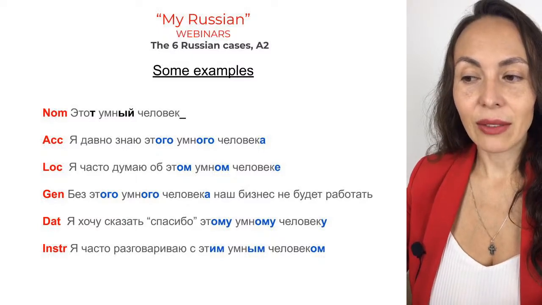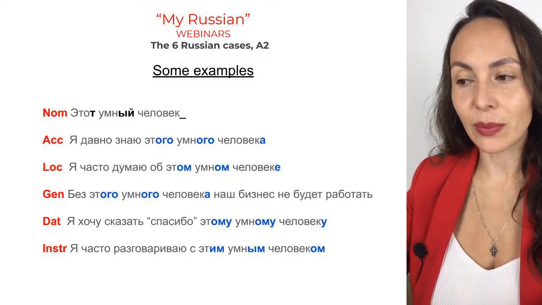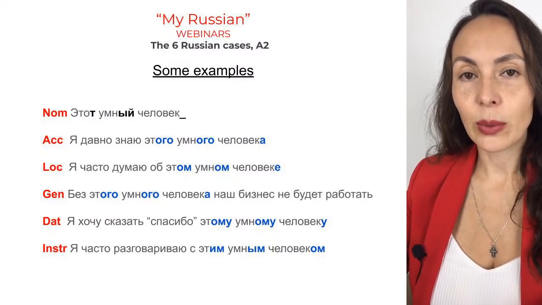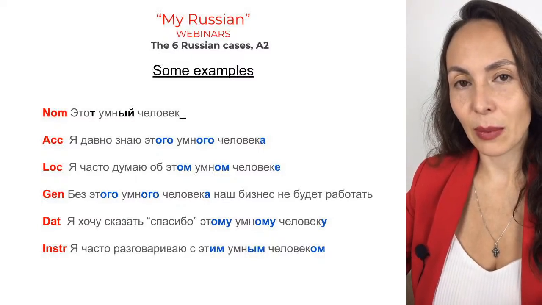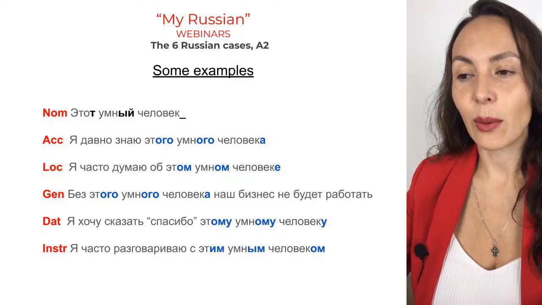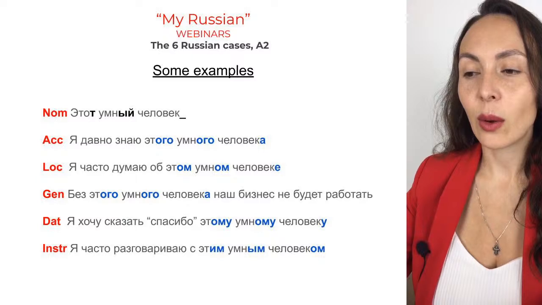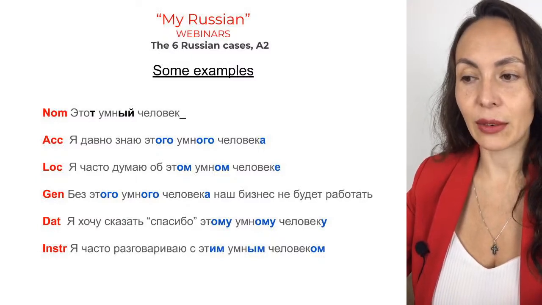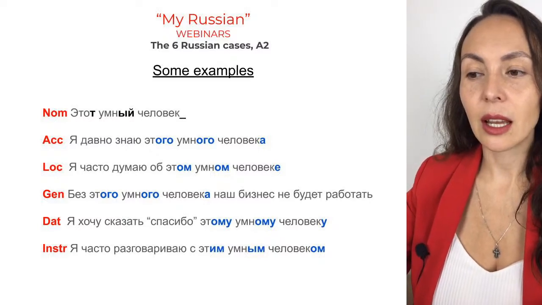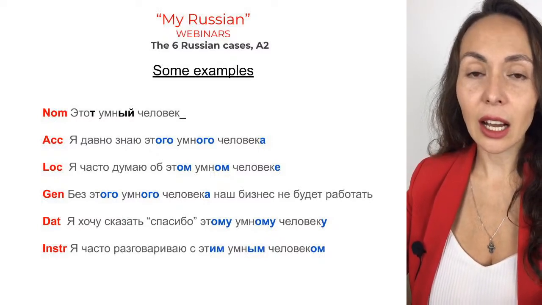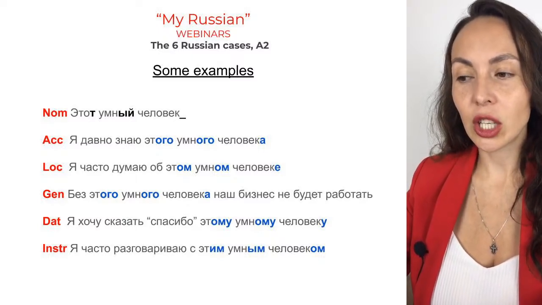Без этого умного человека наш бизнес не будет работать. Okay? Genitive. When we don't have something, when we want to talk about a shortage or an absence of something, we say без этого умного человека не будет работать бизнес. Дальше. Dative. Я хочу сказать спасибо этому умному человеку.